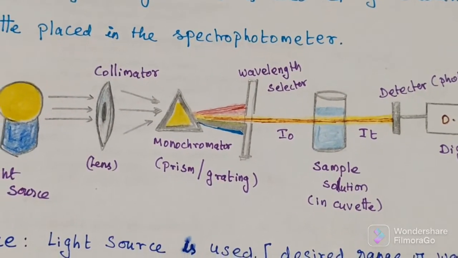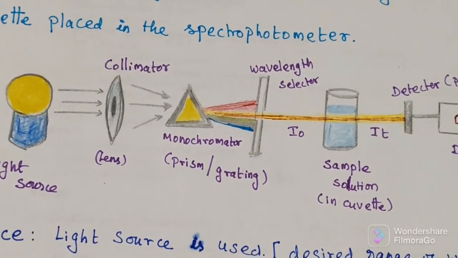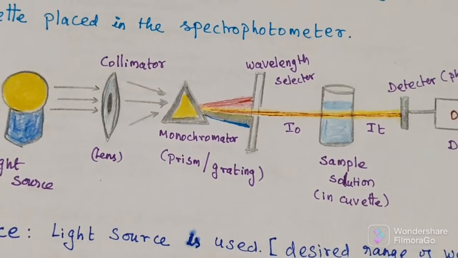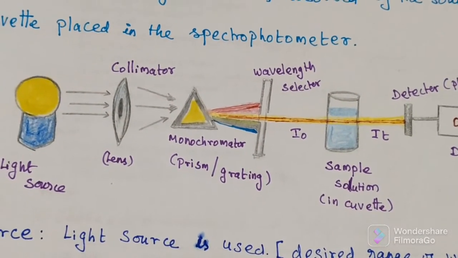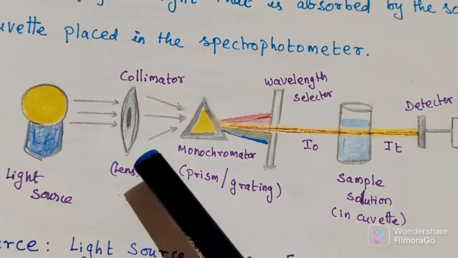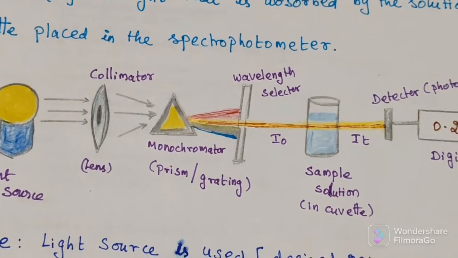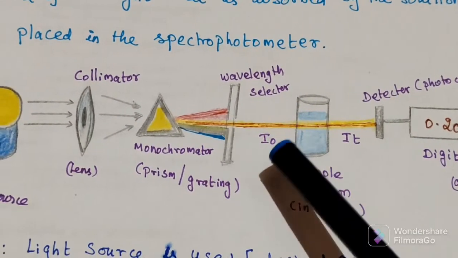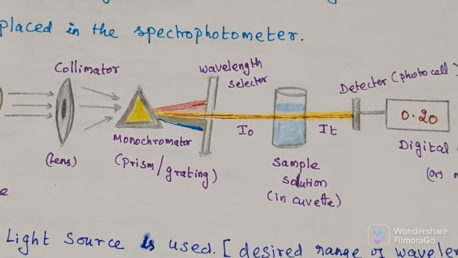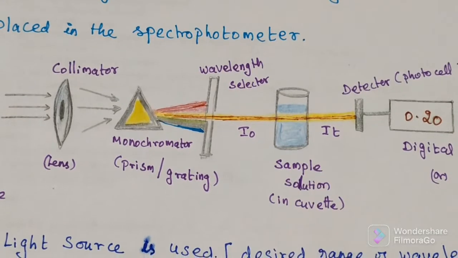What is the role of the monochromator? It separates light. It splits the light into its component wavelengths. Based on the wavelength, it will split. That means the input is polychromatic and the output is monochromatic. Now we see only one wavelength of light, and it is transmitted to the sample solution.